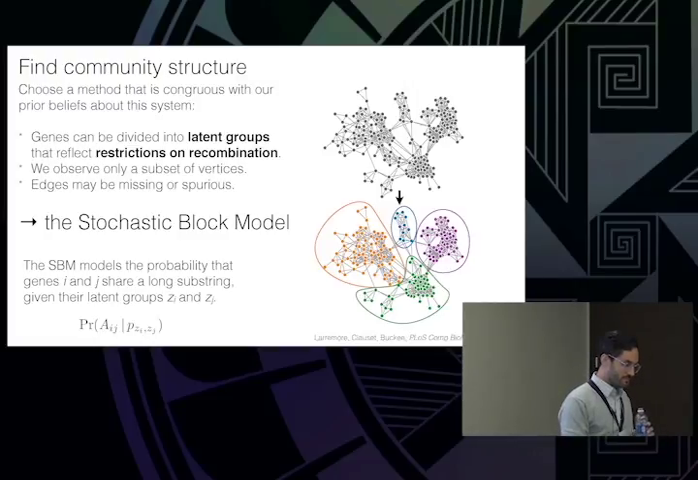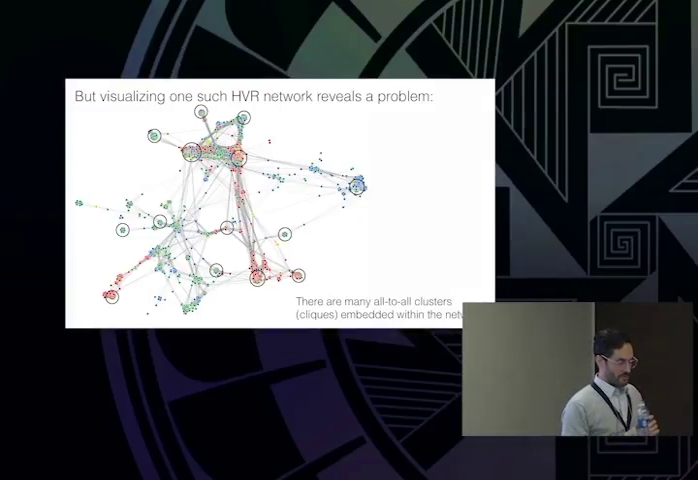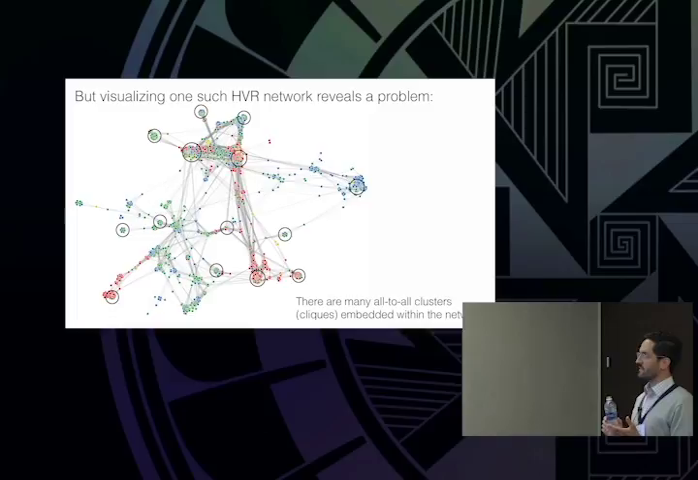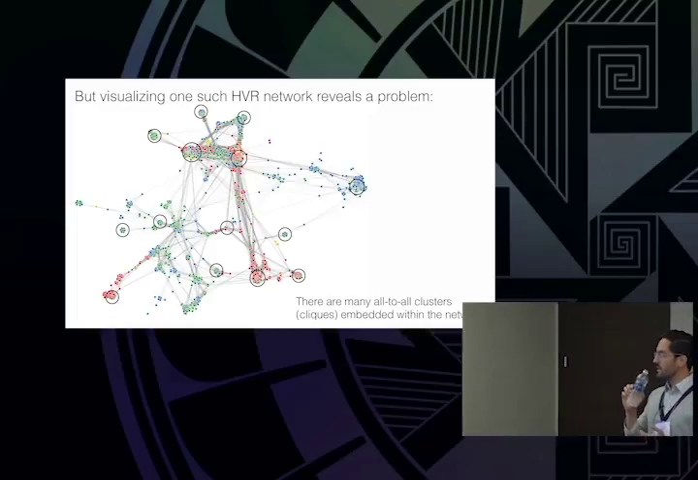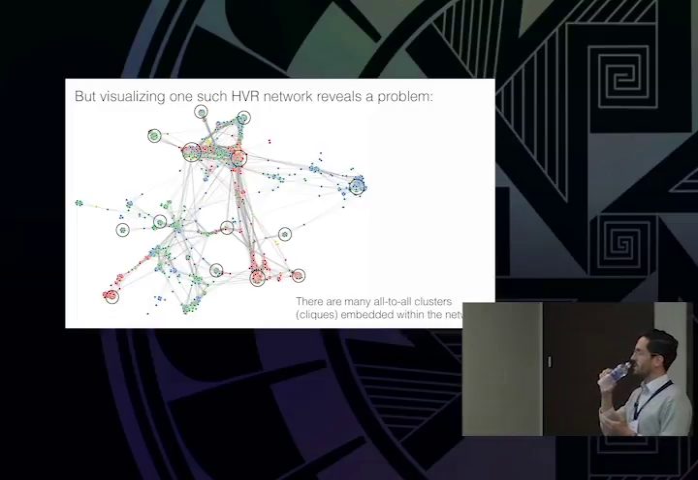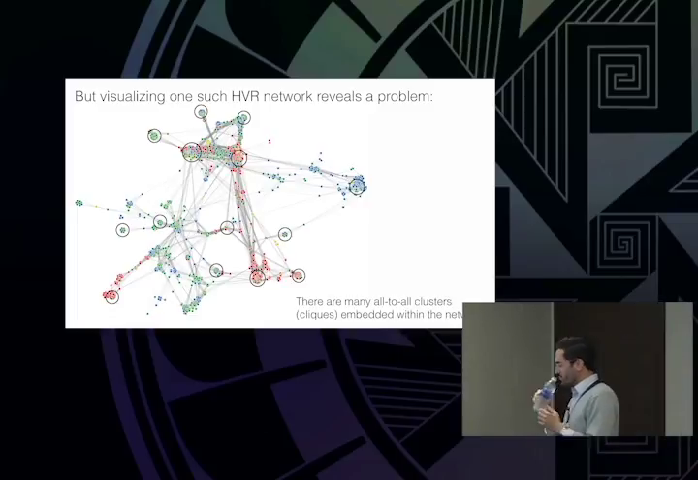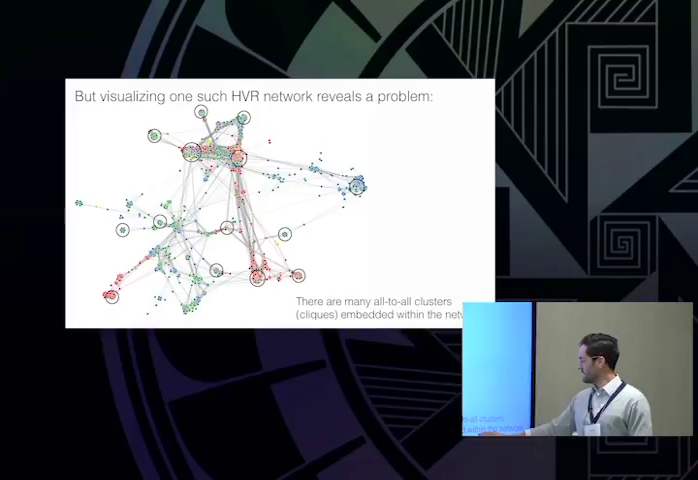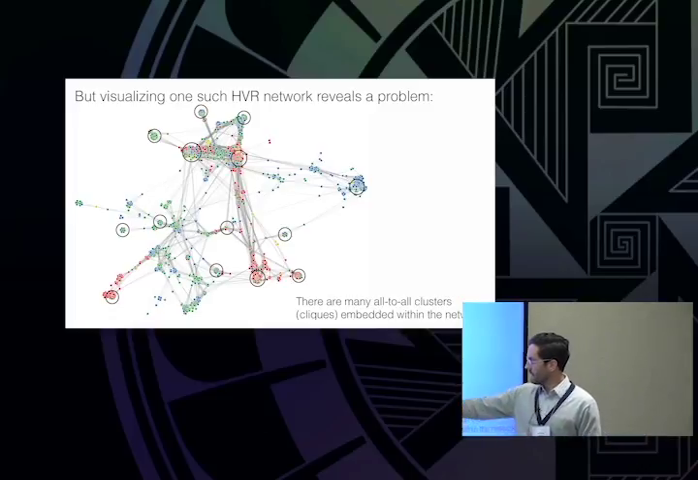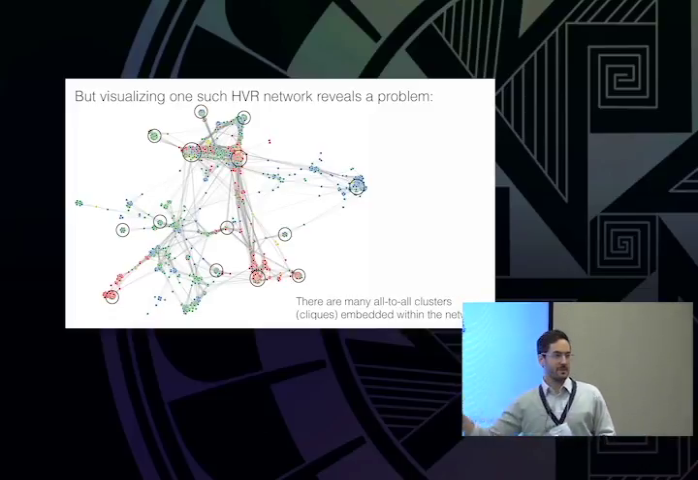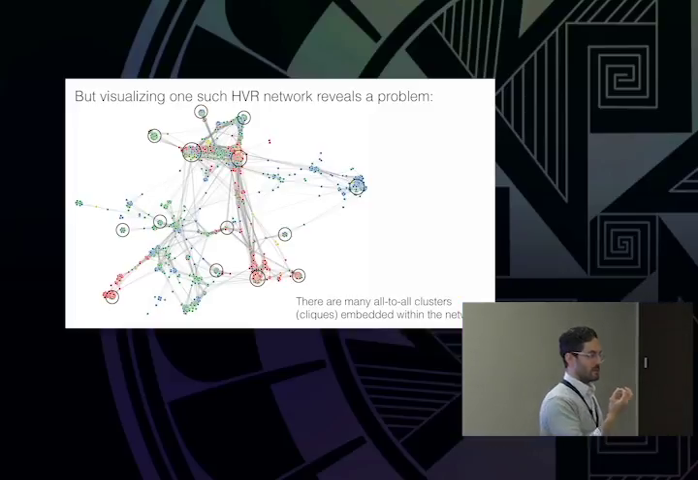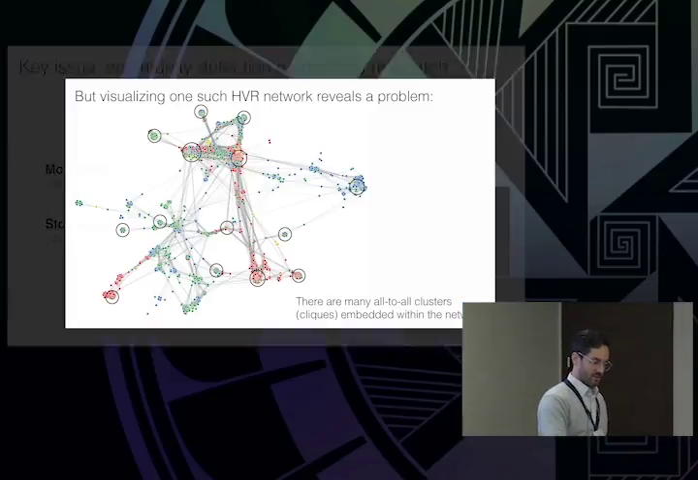So, a problem. We visualize one of these networks, which I think is always a nice entry point into a problem. You can see a problem right away, which is there are these all-to-all clusters, or cliques, embedded within the network. Here's one, I've kind of circled them around here. So these are kind of blobs within one of these networks.